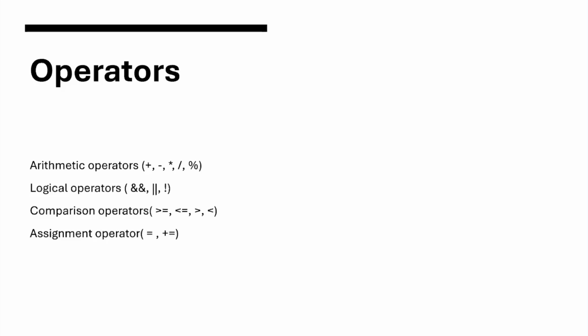So as you can see, the arithmetic operators are just used for mathematical operations. In Kotlin, these are pretty straightforward. It's plus, minus, into, divide and modulo operators. These work exactly as you'd expect. Let's move on to logical operators.